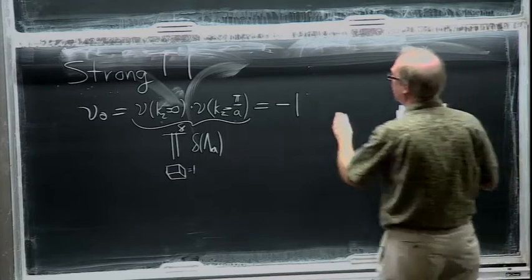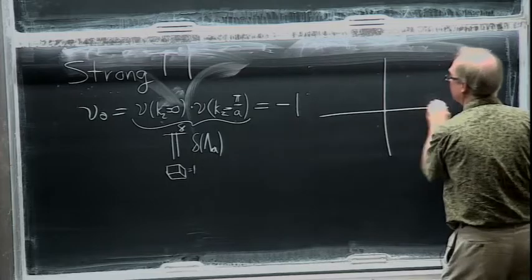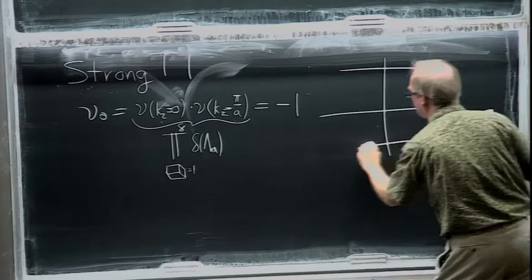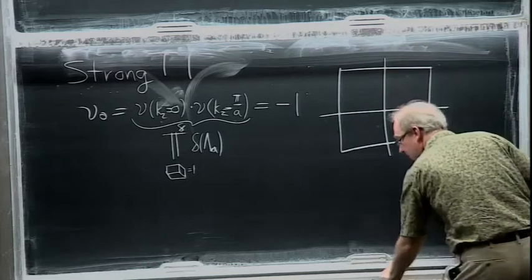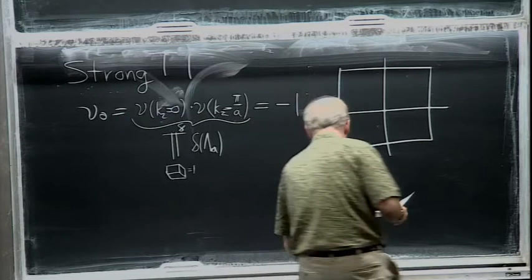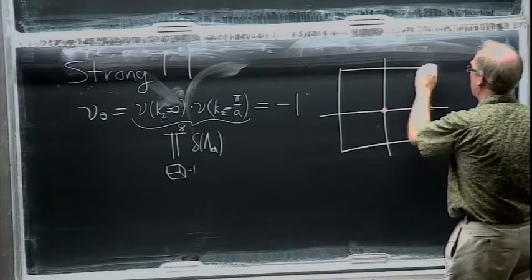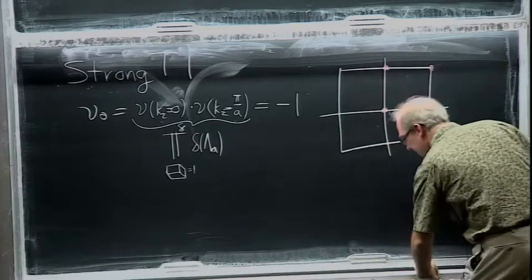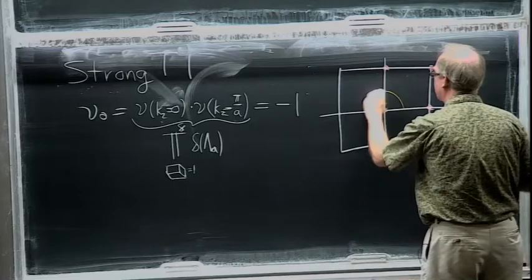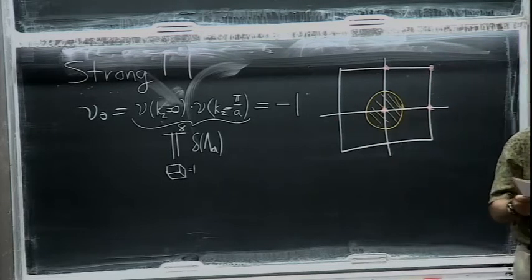So for a strong TI, you have a picture of which the simplest version is, so I have, again, my 4 points. And the simplest version is that I have a Fermi surface that looks like this, enclosing a single Dirac point. Okay?